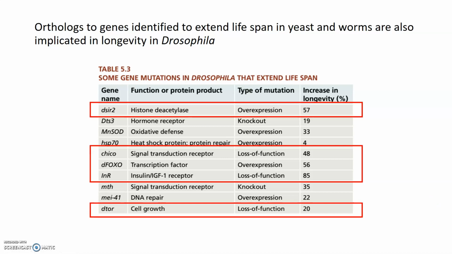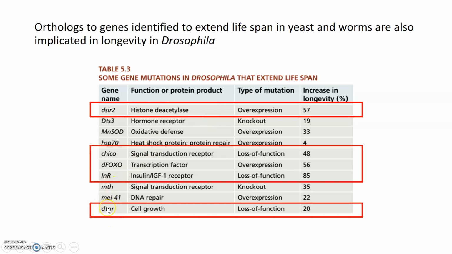In addition to the anti-stress genes that have been implicated in lifespan extension in Drosophila, there are also some orthologs to genes that we've already talked about in yeast as well as in C. elegans that have been similarly implicated in longevity in Drosophila. So if you remember back to our yeast lecture, you can see here this is the Drosophila ortholog of SIR2, which is that histone deacetylase that can affect gene expression, and an overexpression of SIR2 is able to increase longevity, just like it is in yeast.